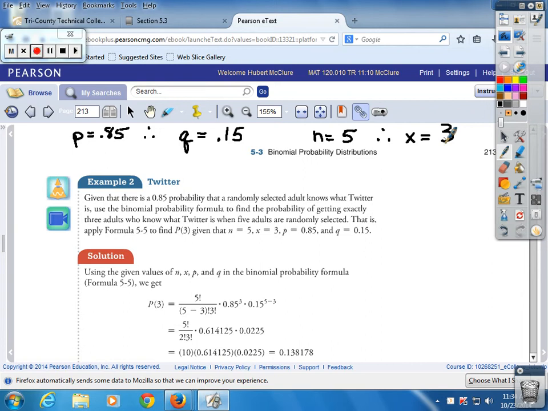So on the calculator, you do binomial PDF, comma, and that's going to be n is 5, comma, 0.85, comma, and 3. And I'll pull it up, and y'all punch it in, and we'll see what we get.